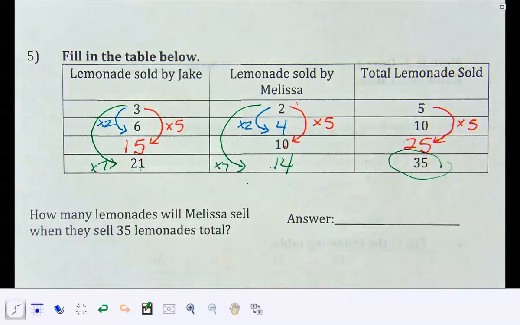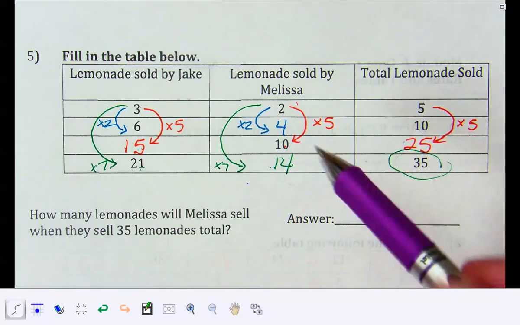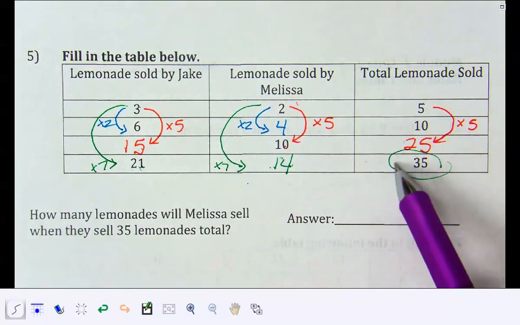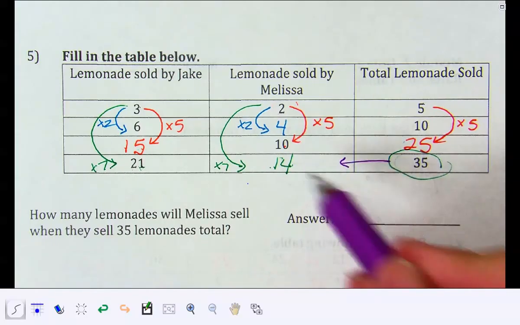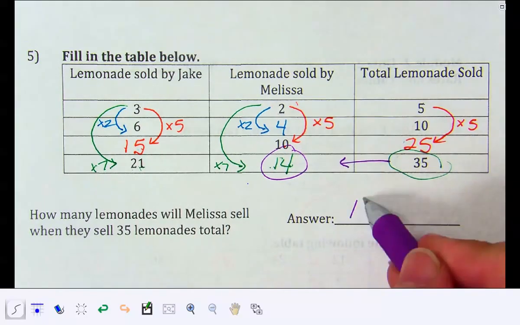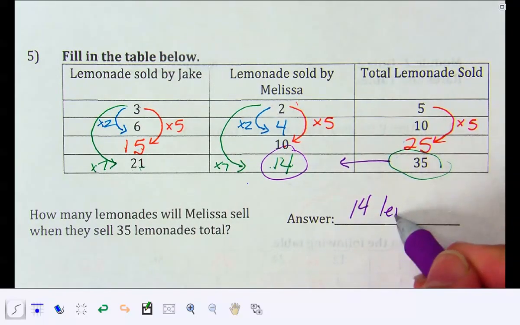Okay, so don't forget to answer the question though. How many lemonades will Melissa sell when there were 35 total? So make sure you know where Melissa is. Okay, so Melissa is this. So when there were 35 total, we sold 14 lemonades.